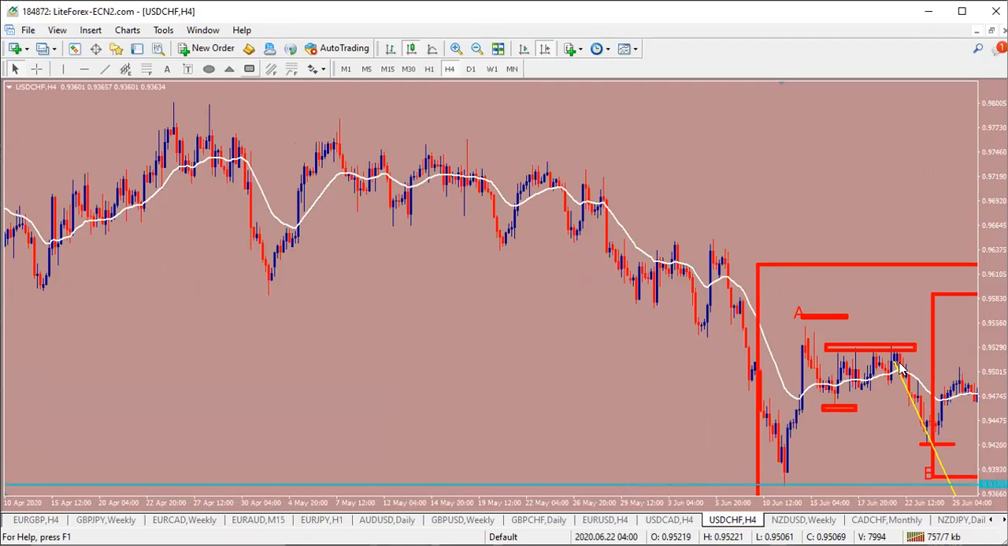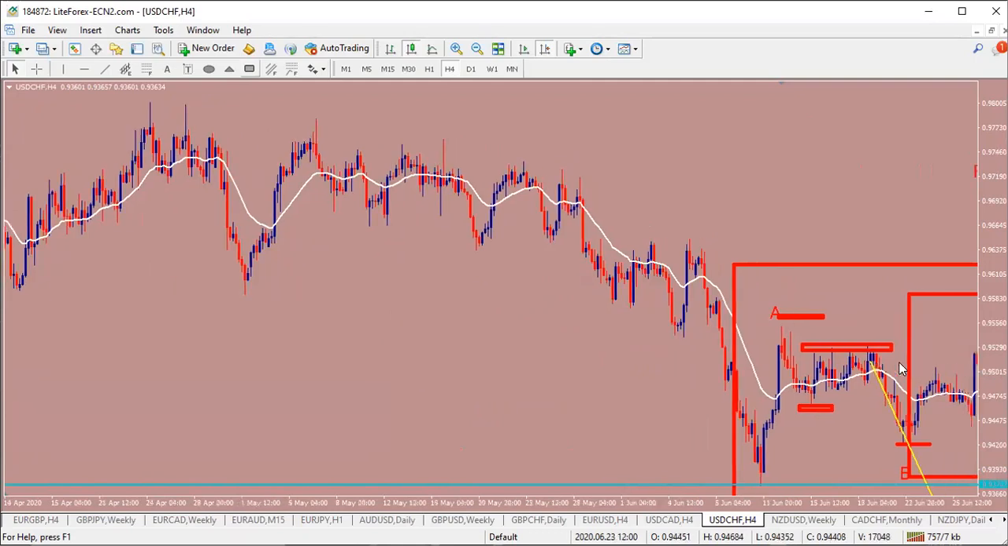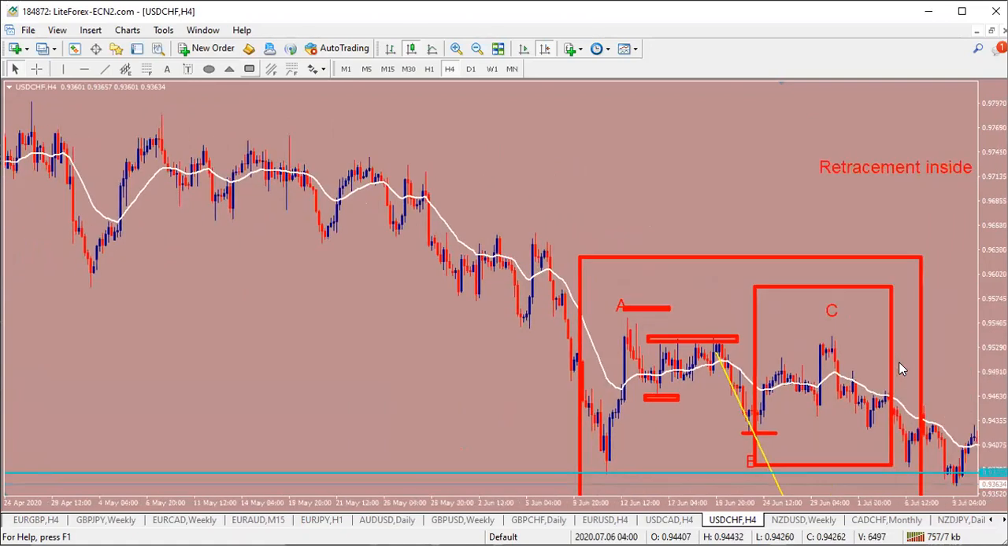Can you please remove the other inner rectangle? Okay. I've removed them.